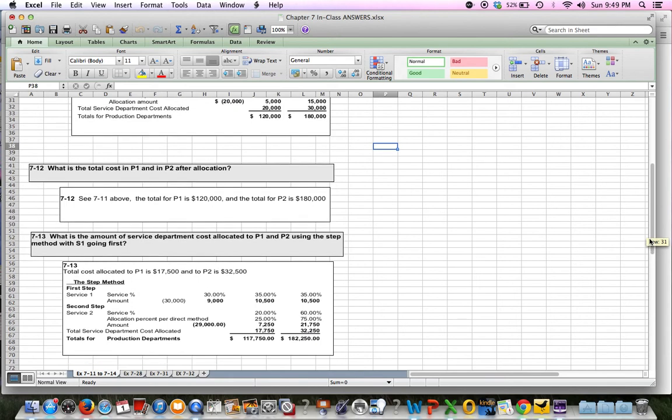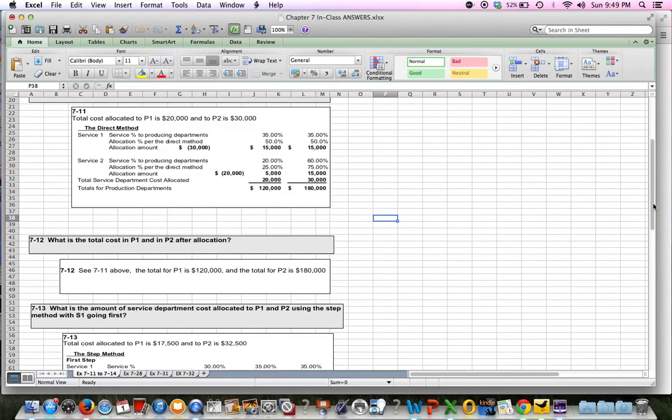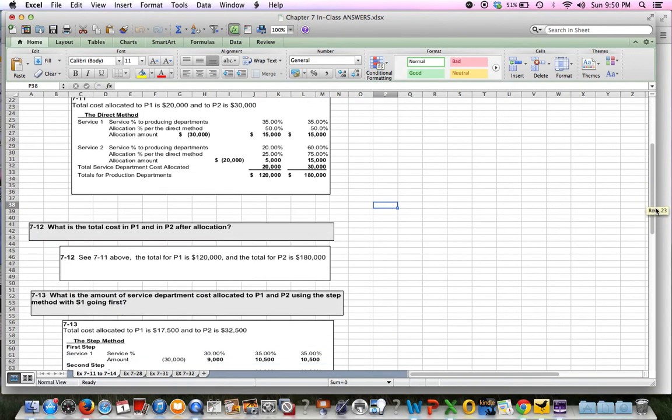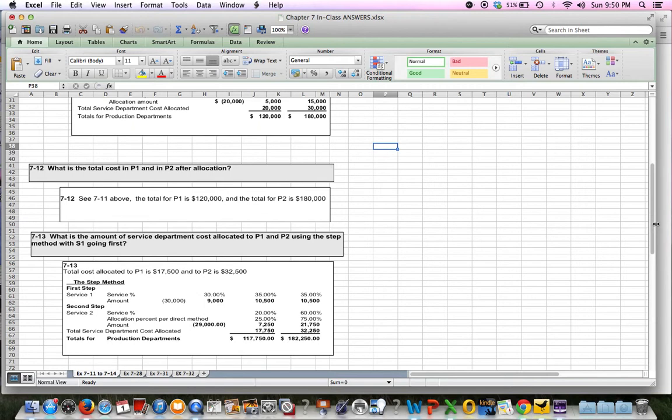And so for 713 with the step method, of course it changes just a little bit, because instead of allocating just the service departments, we also have to take into account the production departments a little bit differently. And so we're going to allocate step 1, or service 1 I should say, gets allocated now 30, 35, and 35, which is, of course, we add those up, we get 100,000. And that is coming back up to the very first chart right here, 30, 35, 35 is where that came from. So we multiplied each of those percents by the total cost of 30, and we split that between 9, 10, 5, and 10, 5.